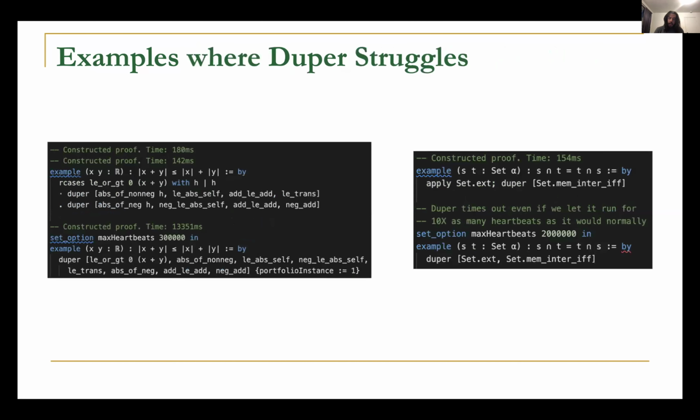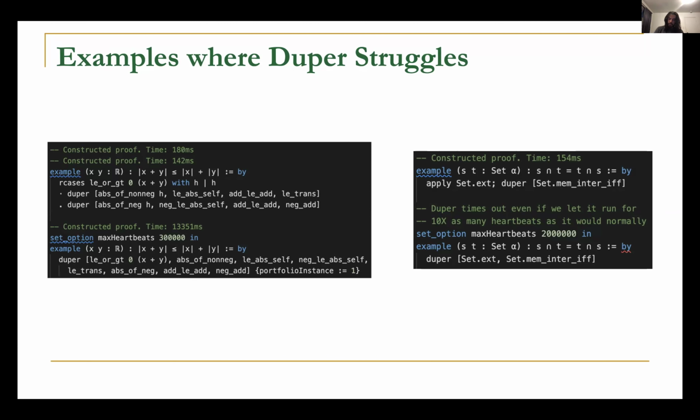Finally, I want to show two examples where Duper considerably struggles. On the left, I have a theorem that states that the absolute value of the sum of two reals is less than or equal to the sum of their absolute values. If I first case on whether these reals sum to a negative number or not, then Duper can pretty easily handle the two generated subgoals. This approach has Duper solving the first subgoal in 180 milliseconds and the second subgoal in 142 milliseconds.